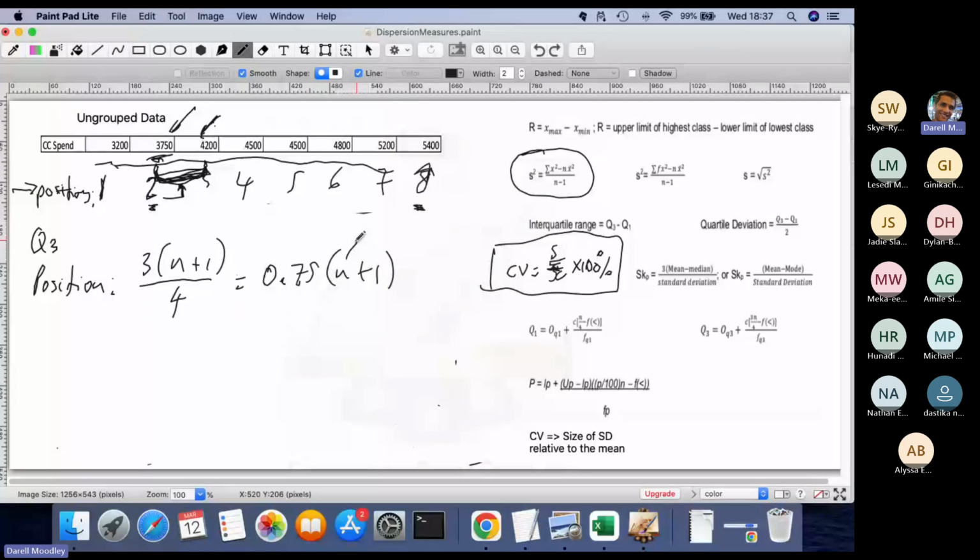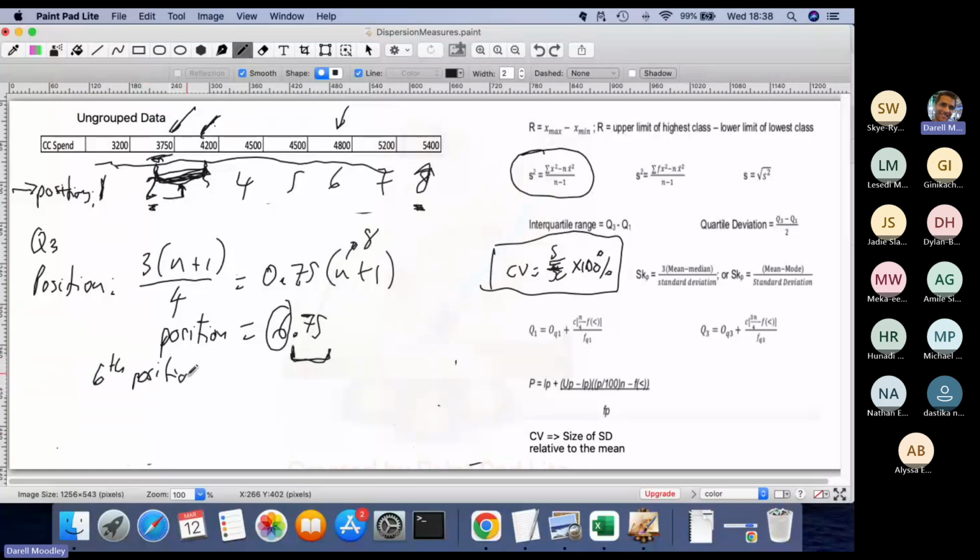Our n is 8. So if you work this out, you will get 0.75 times 9, 6.75. Now that's just the position. Now, if we had just got a number of 6, the job would have been very easy. You just take this number here that corresponds to the 6th position. If we had got a 6, but we didn't. We got a decimal as well, and that means we have to use this decimal. So what we do is we take the number in front of the decimal. That's position 6. So the 6th position.